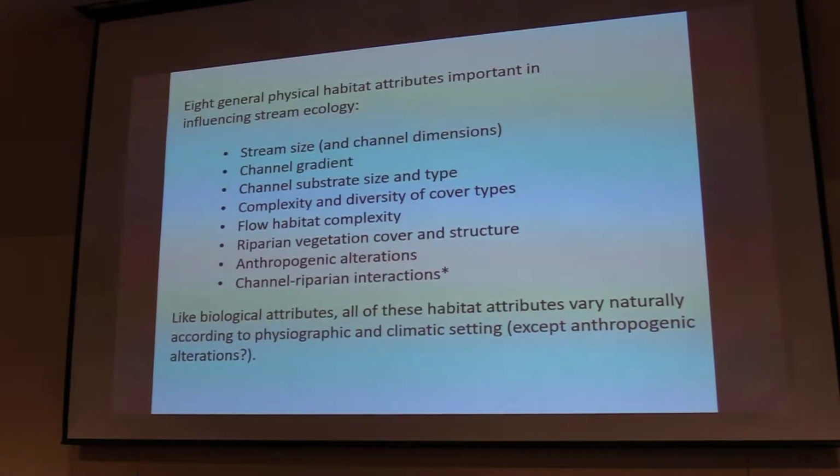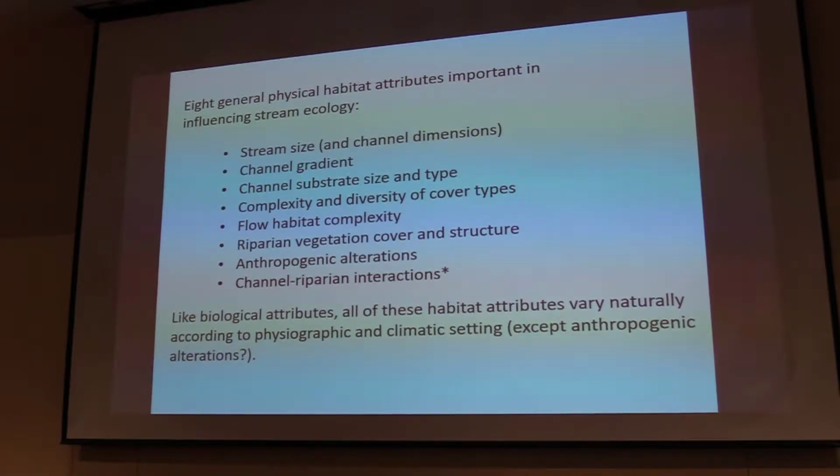There are 8 general physical habitat attributes important in influencing stream ecology. So these are big drivers of the types of organisms you might expect to find in a stream. They are stream size and channel dimensions, channel gradient, substrate size and type, complexity and diversity of cover types, flow habitat complexity, so the alternation between fast water and slow water habitats, riparian vegetation cover and structure, anthropogenic alterations, and channel riparian interactions. Now that last one is really complex.